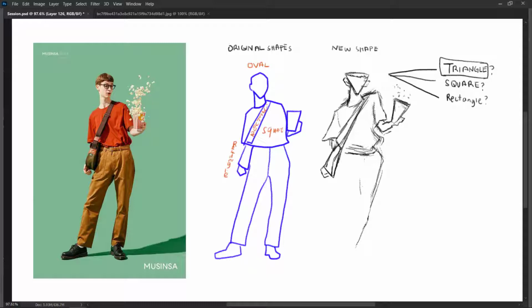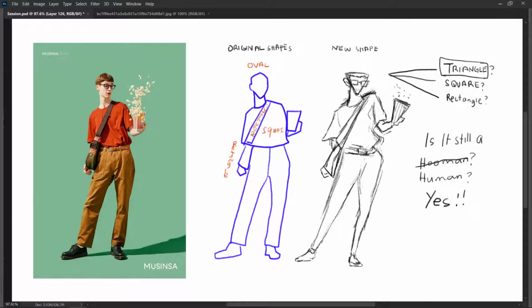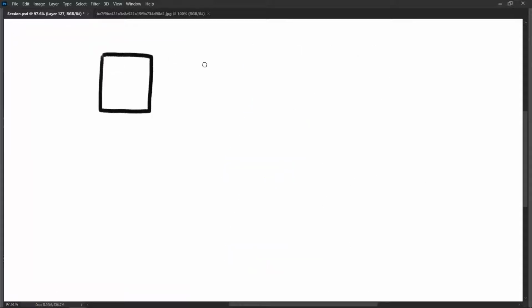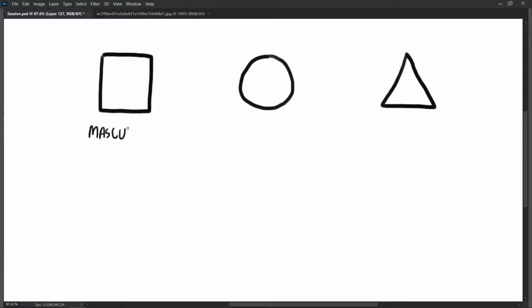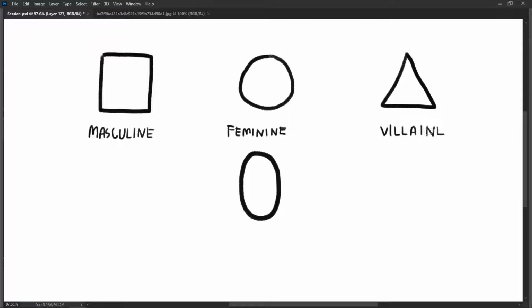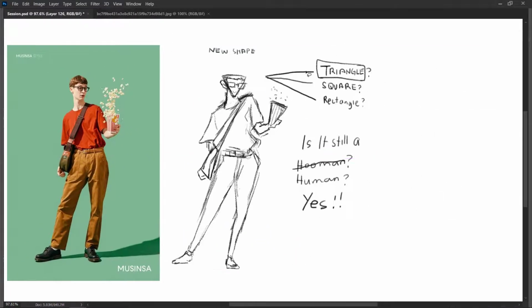You don't have to draw the same as the original. I'm showing you how to create your own drawings using your own understanding and playing with the shapes. Here are the shapes. We have square, oval, and triangle. Square represents masculine. Oval is feminine. And triangle is villain. Of course, we will draw while we are thinking because drawing is thinking.